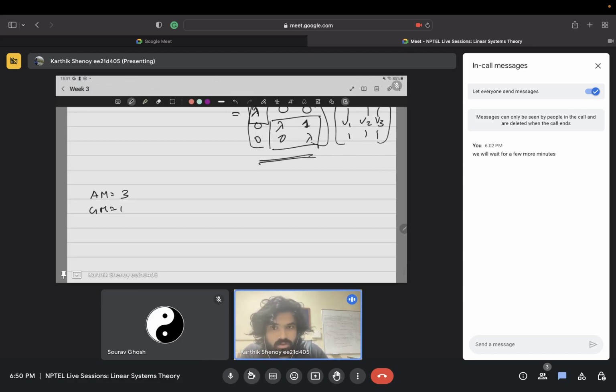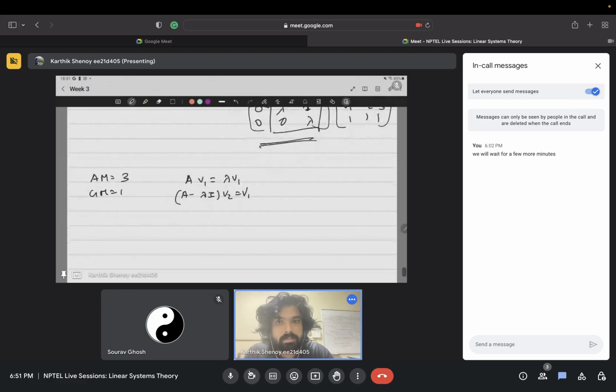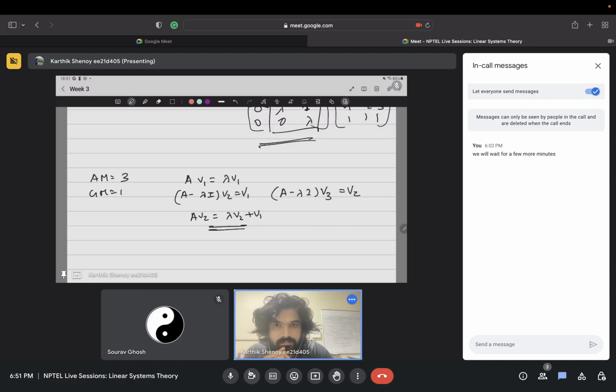Then how will the Jordan block look? You have AV1 equal to lambda V1. Then (A minus lambda I) V2 equal to V1, because there is only one vector now. The other ones you have to find based on these vectors. So AV2 is equal to lambda V2 plus V1, and the third one, (A minus lambda I) V3 is equal to V2, which implies AV3 equal to lambda V3 plus V2.